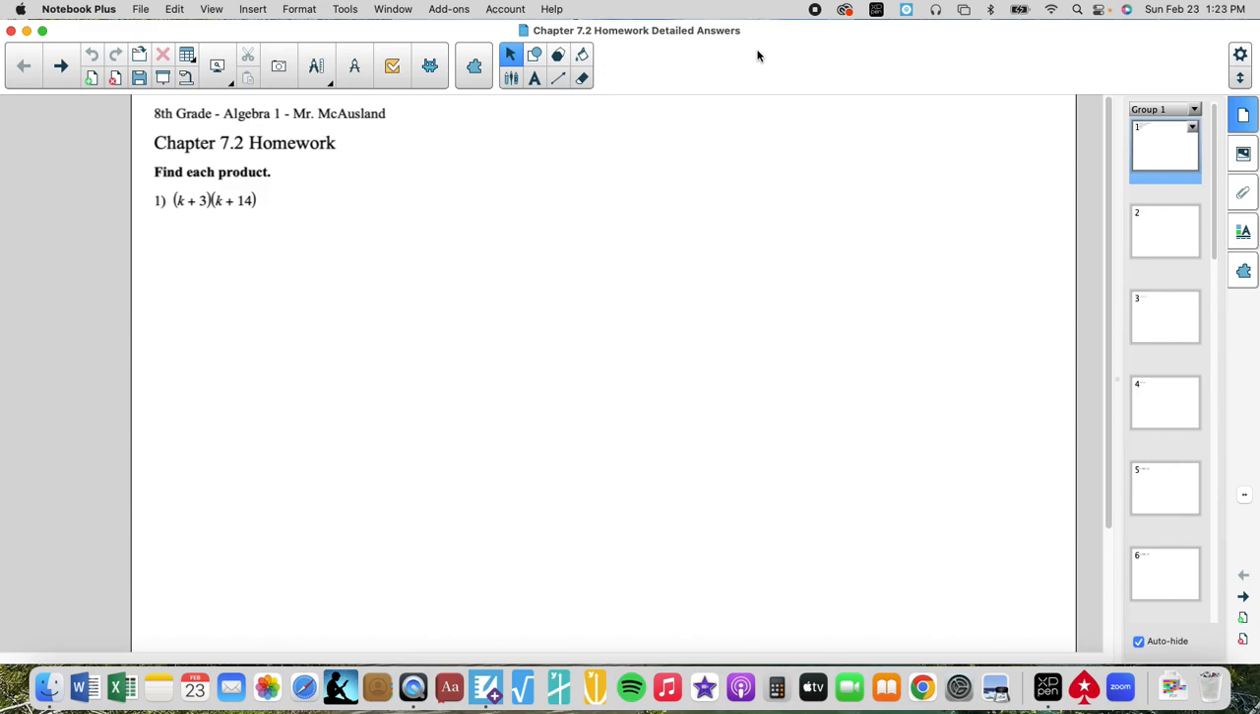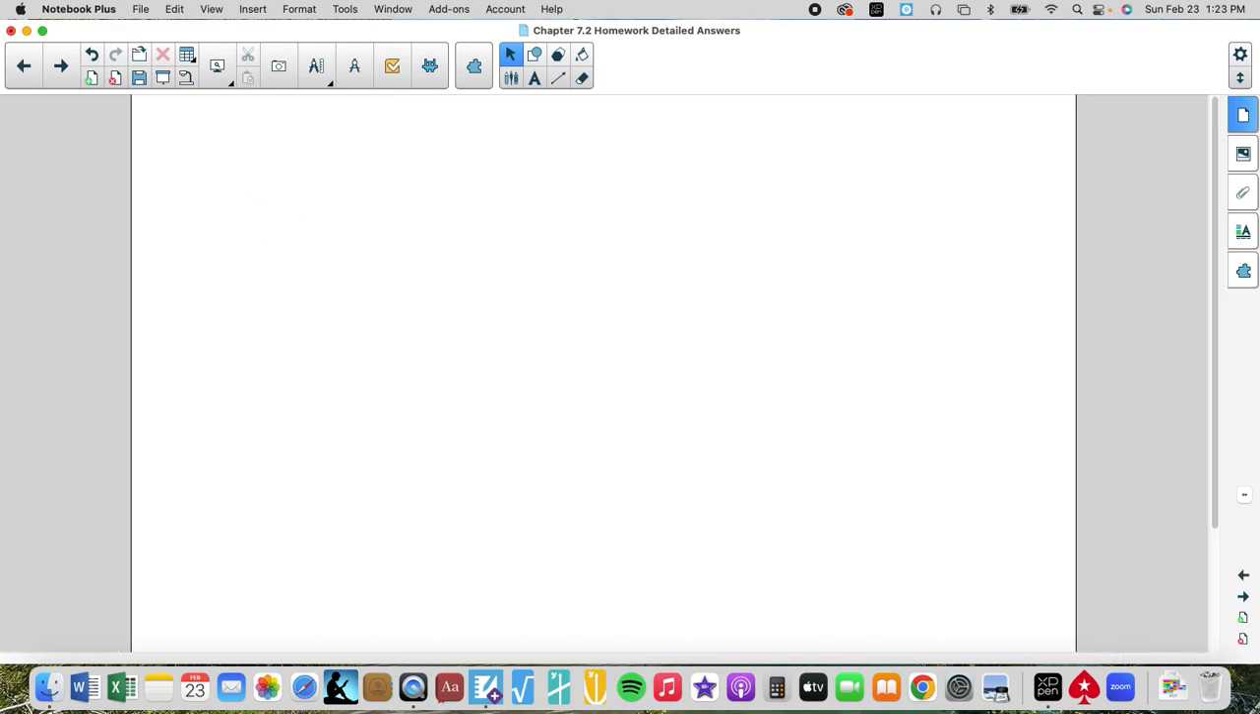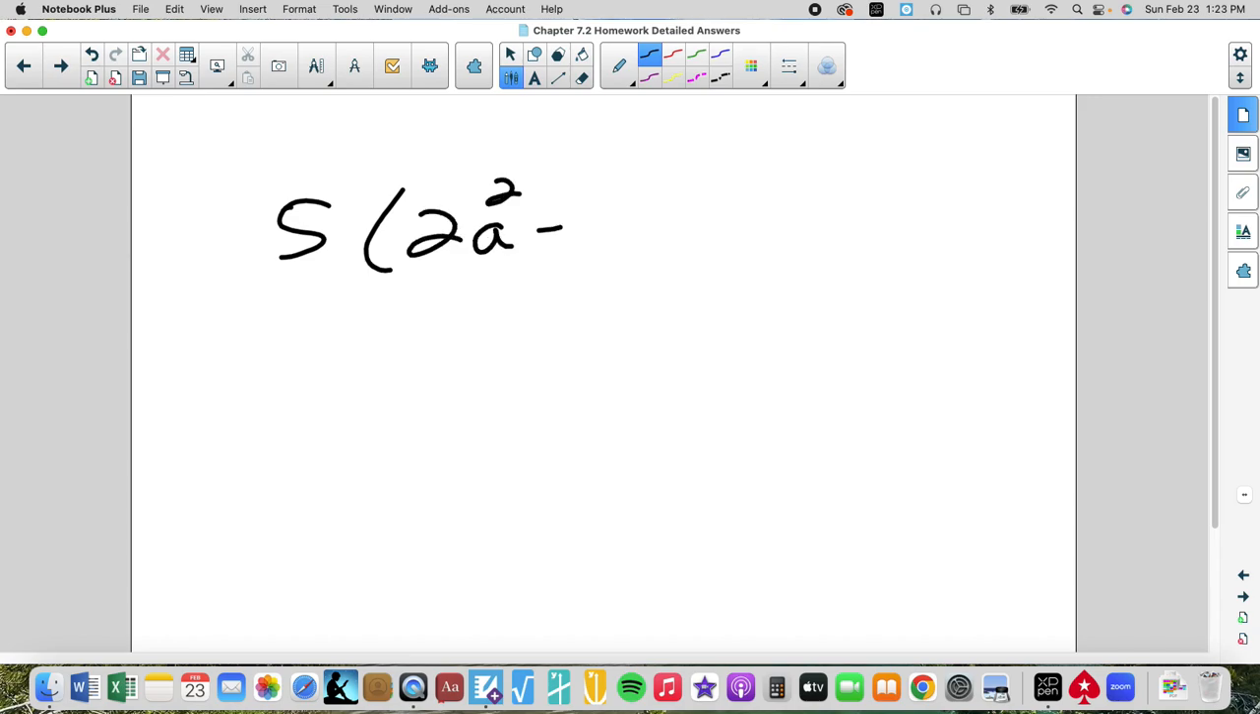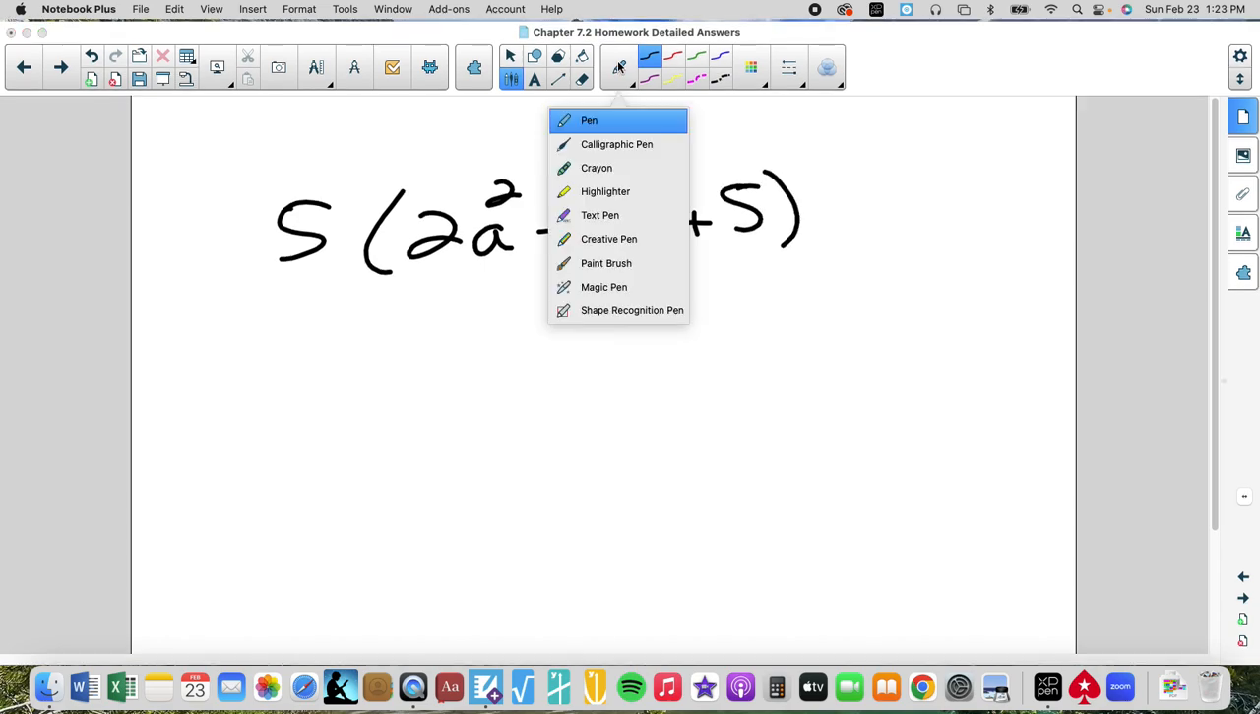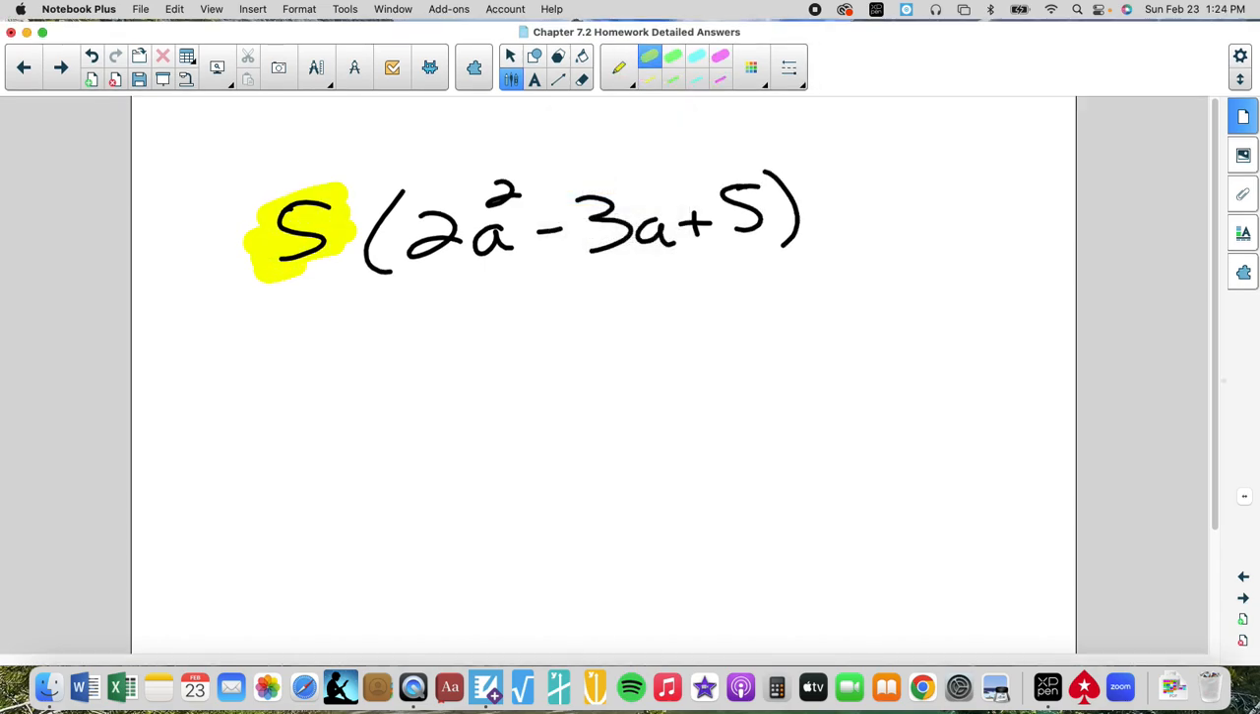7.2, part one was a monomial times a binomial, or a monomial times a trinomial, or a monomial times a polynomial. A single term that was distributed. So if we had something like this, 5 times the quantity 2a squared minus 3a plus 5. Remember, we took this monomial and distributed it to each of the terms in the trinomial.